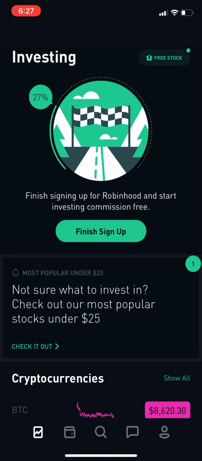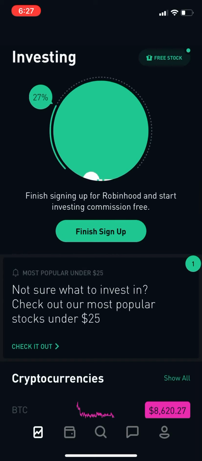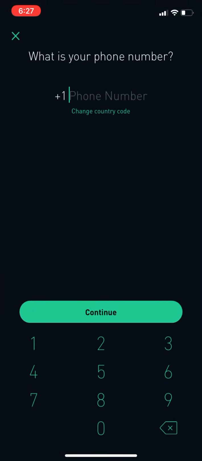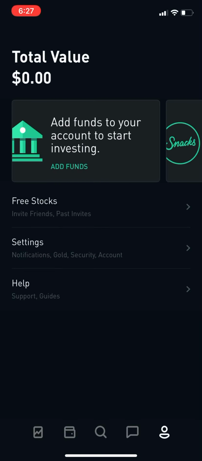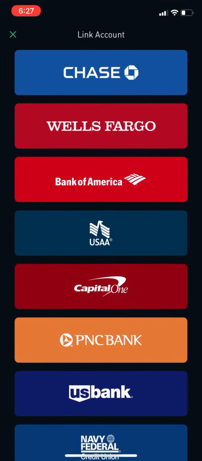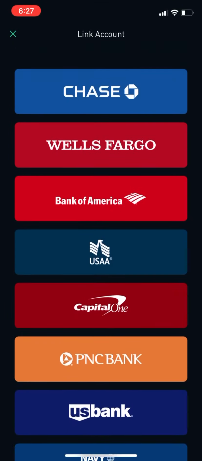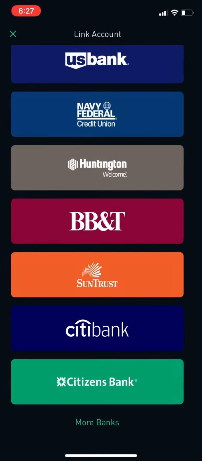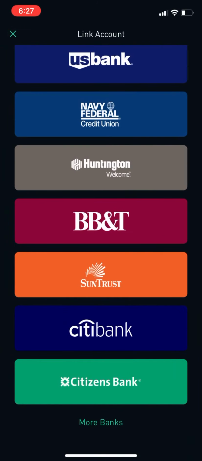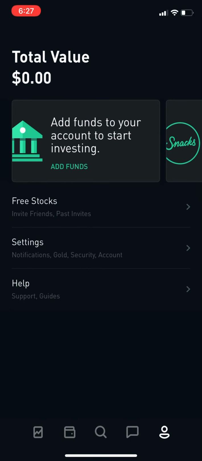And finally, the bank information. You could obviously click the finish sign up right there, or you could go over here and just skip to the bank account part. And you pick your bank. If it doesn't list here, you can click more banks and just type in the name of your bank and all the information. And you should get yourself all set up.